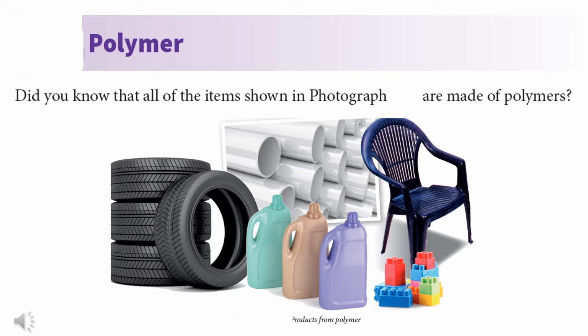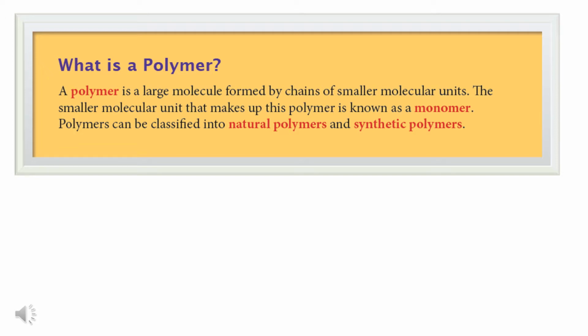In this lesson, we will learn about polymers. Did you know that all the items in these photos are made of polymers? What is a polymer? A polymer is a large molecule formed by chains of smaller molecular units. The smaller molecular unit that makes up a polymer is known as a monomer. Polymers can be classified into natural polymers and synthetic polymers.